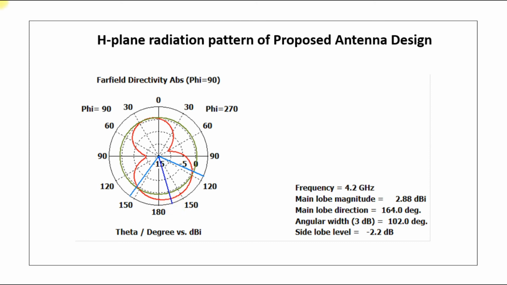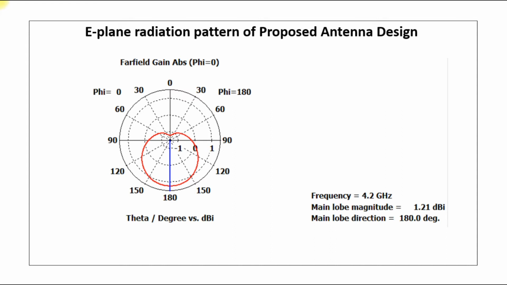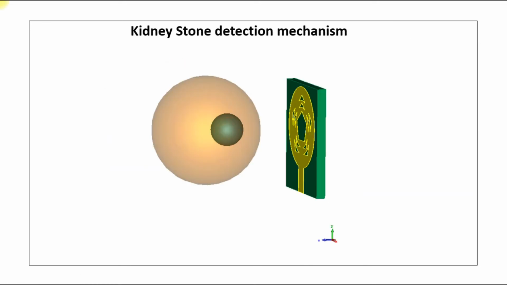When I show the E plane radiation pattern of the antenna, we can see at frequency f equal to 4.2 gigahertz that the main lobe is exactly pointed towards 180 degrees. So that is the radiation pattern of the proposed antenna.